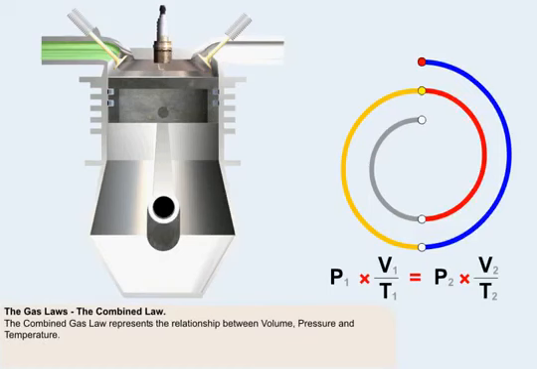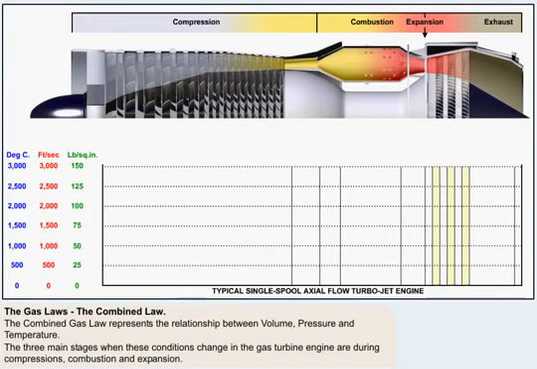The combined gas law represents the relationship between volume, pressure, and temperature. This may be shown as P1 times V1 over T1 equals P2 times V2 over T2. The three main stages when these conditions change in the gas turbine engine are during compression, combustion, and expansion.